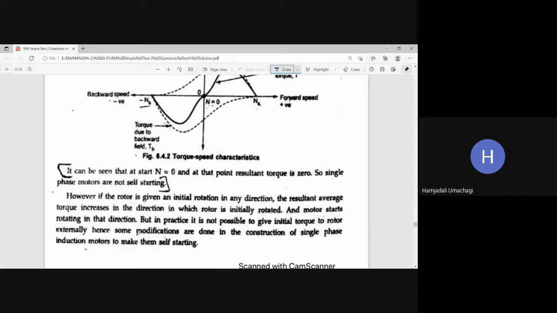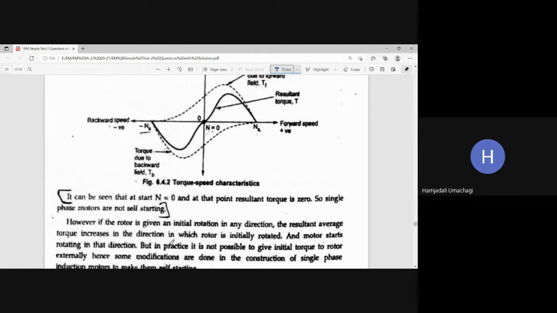However, if the rotor is given an initial rotation in any direction, the resultant average torque increases in the direction in which the rotor is initially started, and the motor starts rotating in that direction. But in practice, it is not possible to give initial torque to the rotor externally. Hence some modifications are done in the construction of single phase induction motors to make them self-starting.